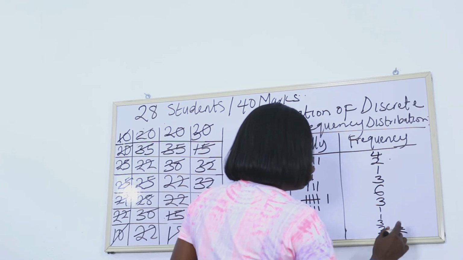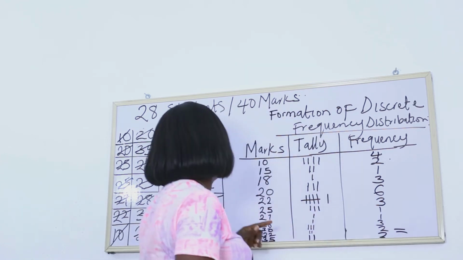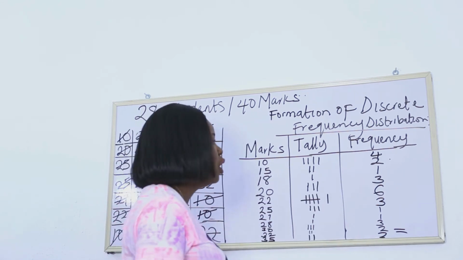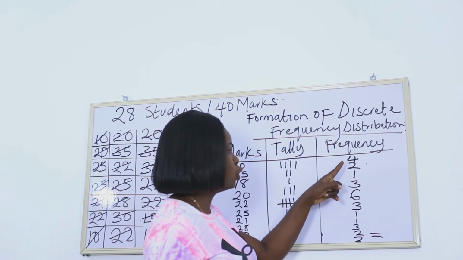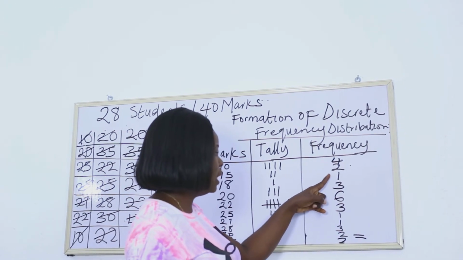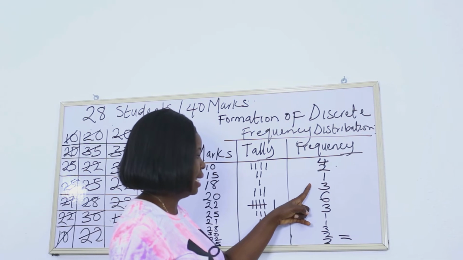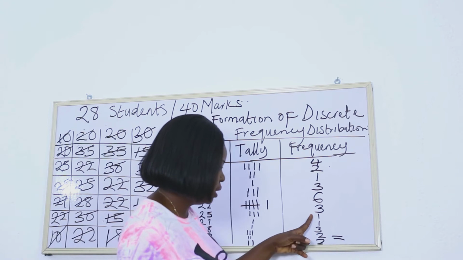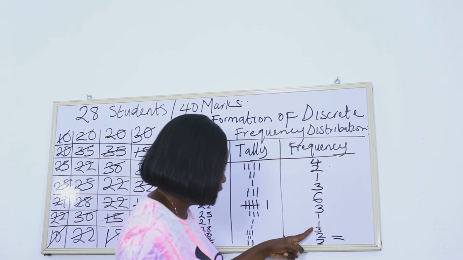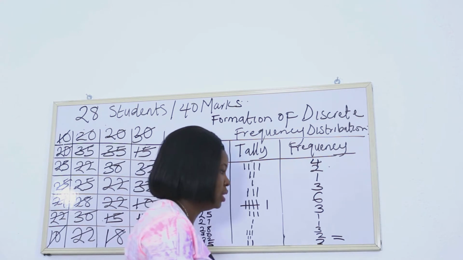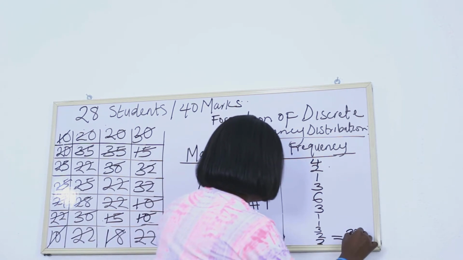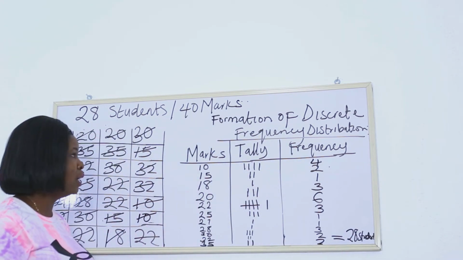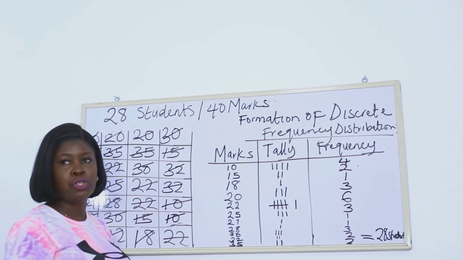What is the total value of numbers here? We want to see if we are right because we said 28 students. So let's see if our total frequency is equal to 28 or lesser than 28. 4 plus 2 is 6. Plus 1 is 7. Plus 3 is 10. Plus 6 is 16. Plus 4 is 20. Then plus 4 is 24. Plus 4 is 28. So it means the total number of students that did the test is 28. So this is the way to form our frequency distribution.